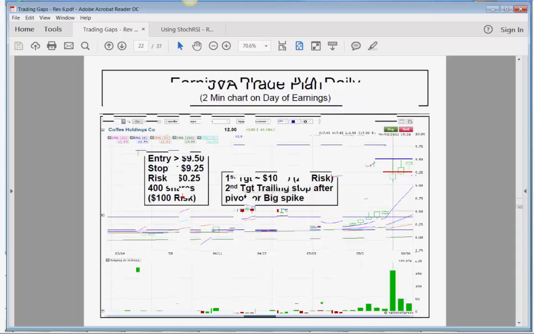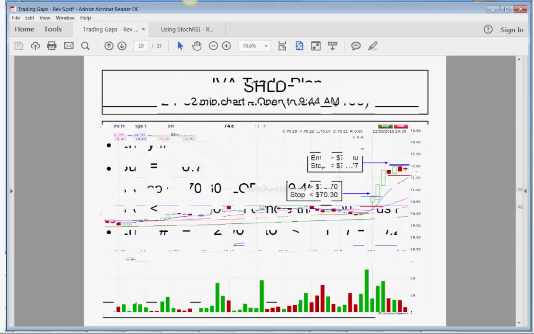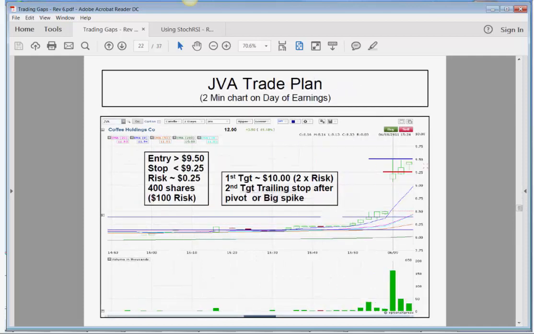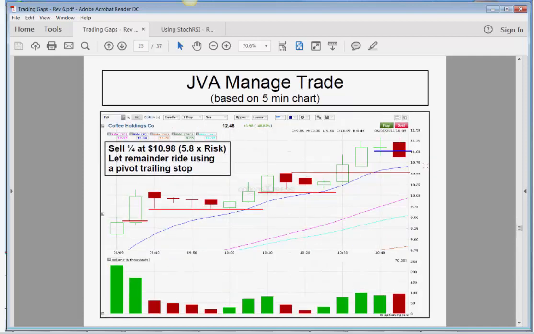But I don't add to it because I usually buy a full position to start with. Now, if I'd only bought a half position, then I could do that, because then I would still not be risking more than the $100 I was looking at. Okay. And we're moving up our break evens.